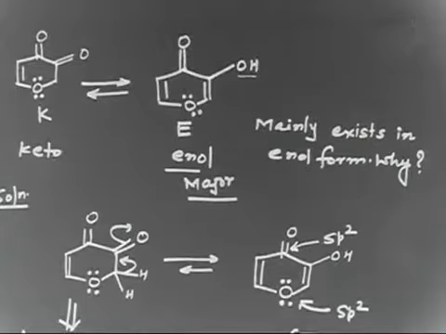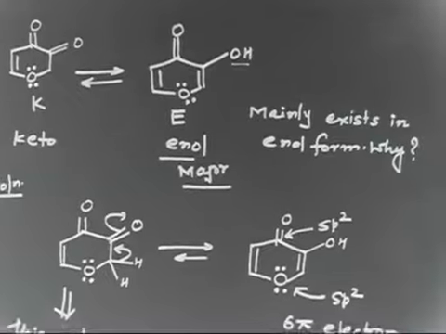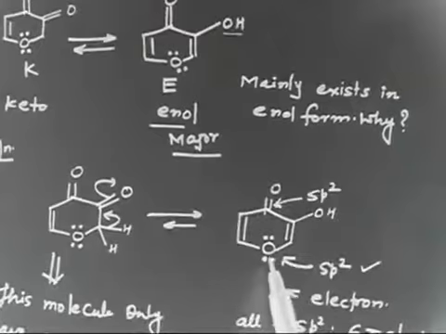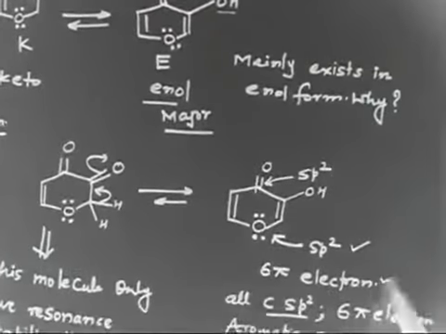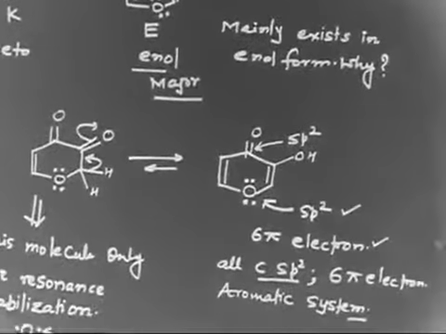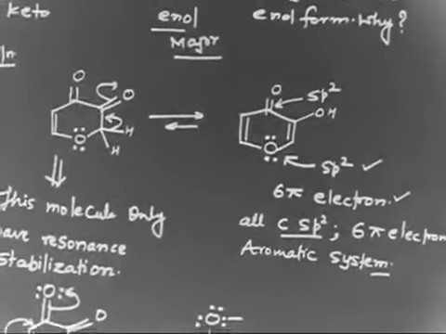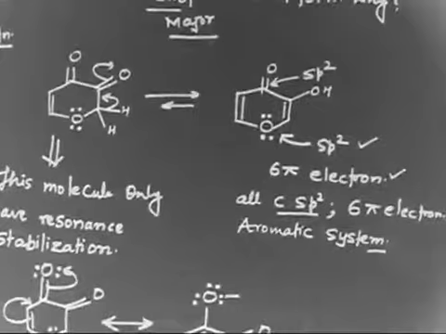Now you see, in this form, this oxygen is sp2 hybridized. This is also sp2 hybridized. This is sp2, this is sp2. So all are sp2 hybridized. This means one lone pair is in an sp2 orbital and one lone pair is in the pz orbital. Now this compound also contains 2, 4, 6 pi electrons, so all rules are fulfilled. All carbons are sp2, and the oxygen is also sp2, and you also have 6 pi electrons. So this fulfills the criteria for aromaticity. So this compound becomes aromatic, and that's why this system is stable.